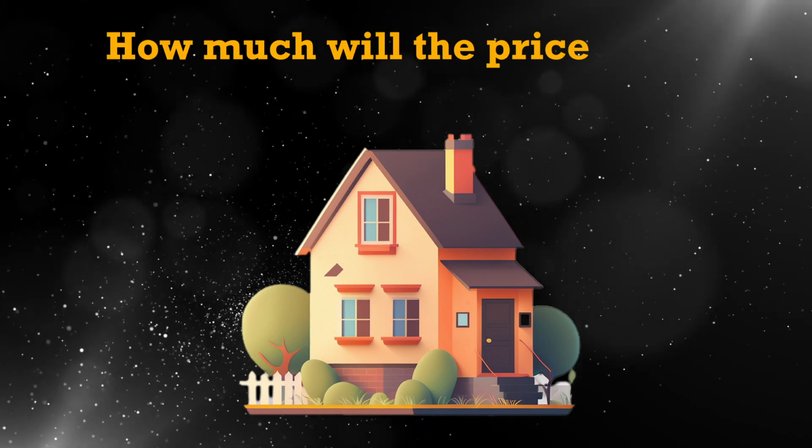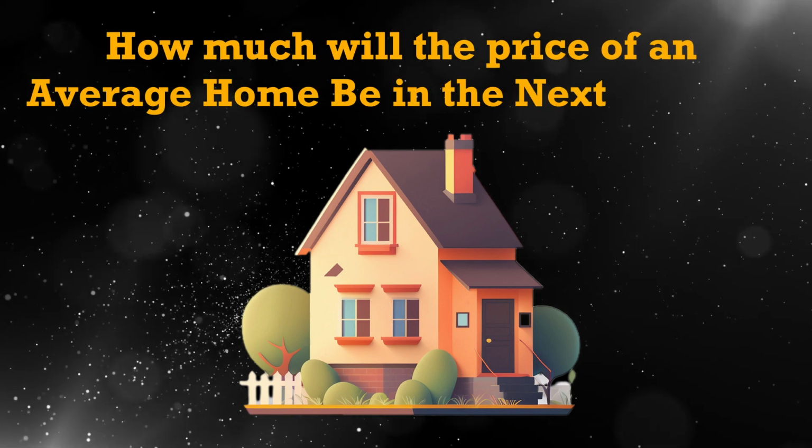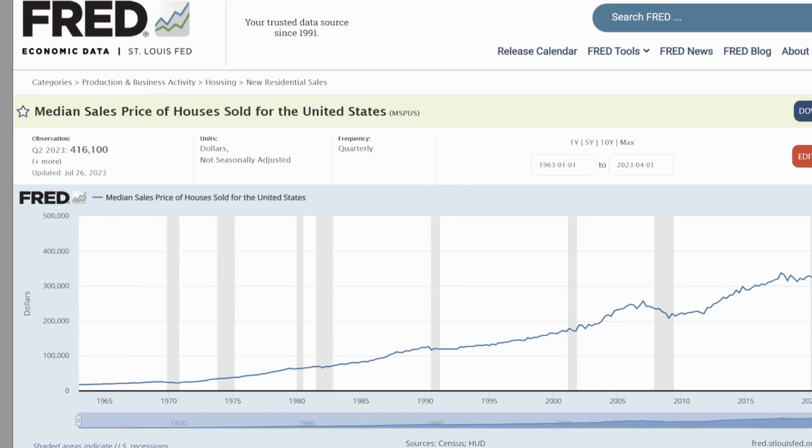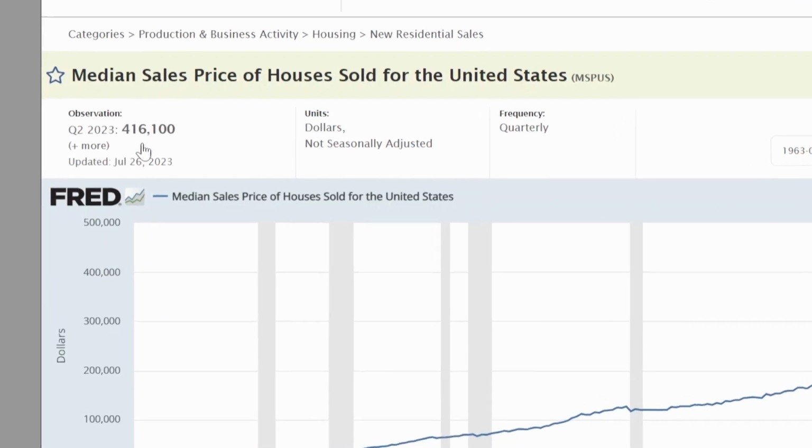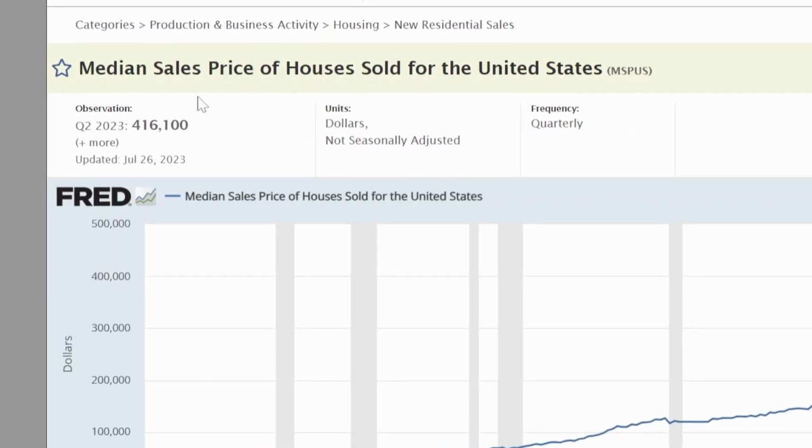How much will the price of an average home be in the next 30 years? Well, let's do some calculations. So, if we look at the median house prices sold for the United States, we can see that in 2023, the average house price is $416,100 per home. But that is the median price of homes right now.